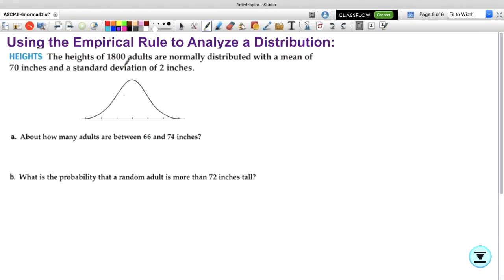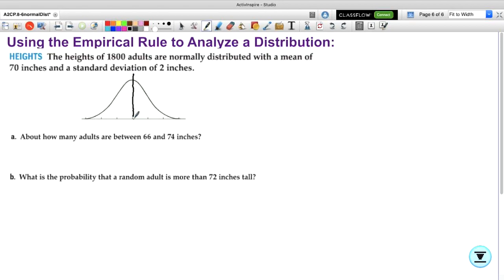So let's say they looked at the height of 1,800 adults and they find that it's normally distributed and they have a mean of 70 inches tall with a standard deviation of 2 inches, okay? So that means the average person is 70 inches tall with a standard deviation of 2 inches. Now it's not 5 inches, it's not 1 inch. If it was 5 inches, our data would be more spread out. If it was 1 inch, it would be even more clustered than it already is. So let's make our normal curve.